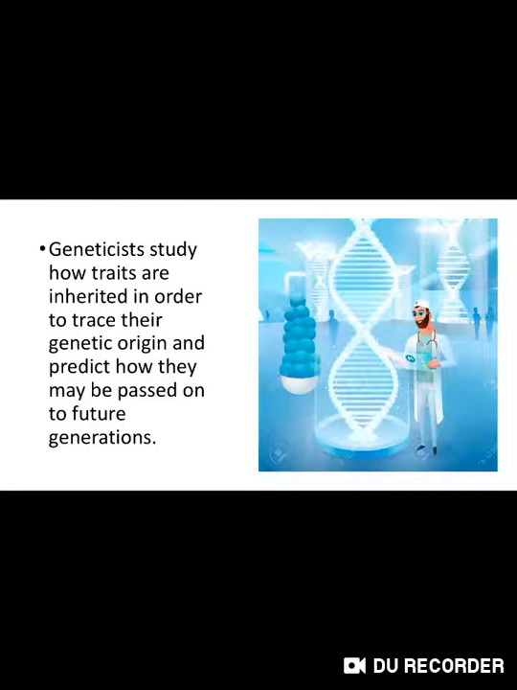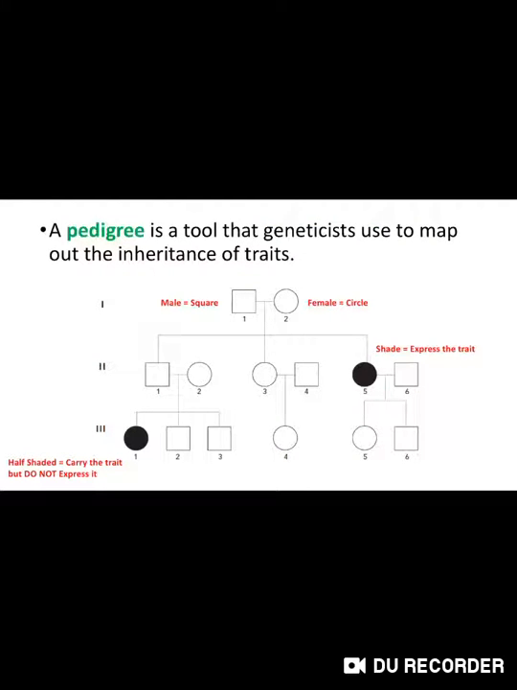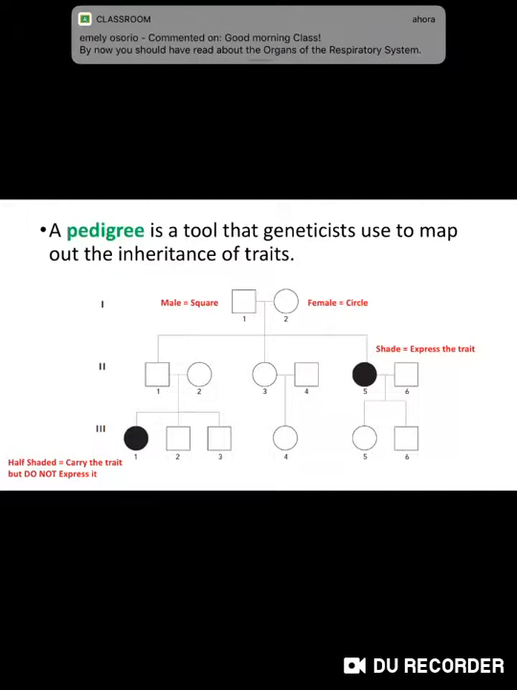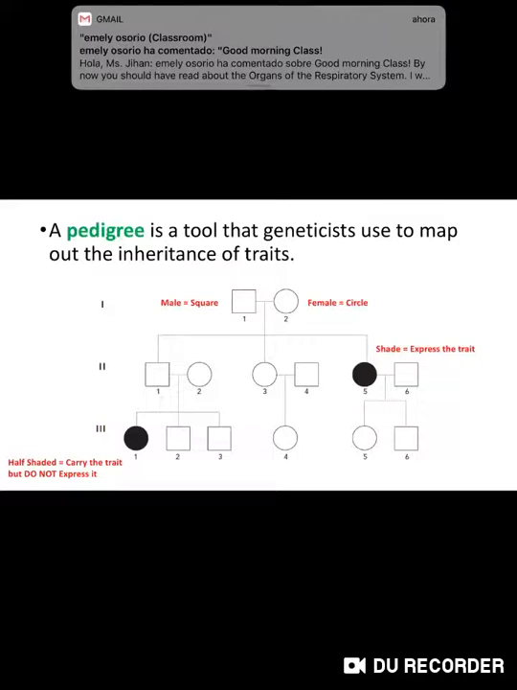Geneticists, who are people who study genes, study how traits are inherited in order to trace their genetic origin and predict how they may be passed on to future generations. They use this tool, a pedigree, to map out the inheritance of traits. In all pedigree tools, males are represented as squares and females as circles. Those lines that you see there connect the offspring. And for traits, we are going to use shades.